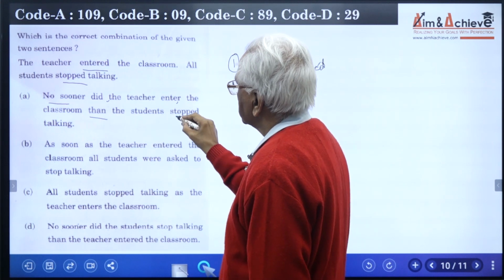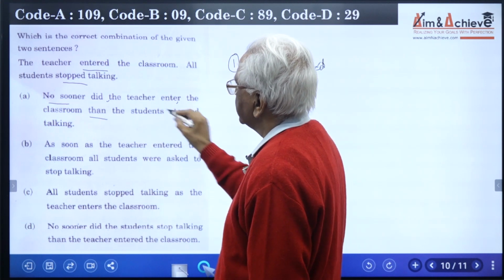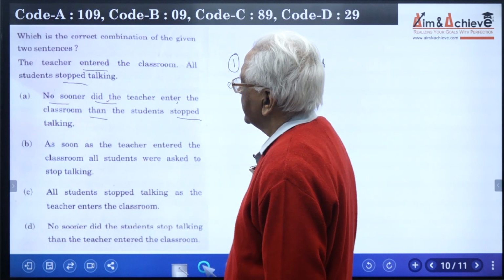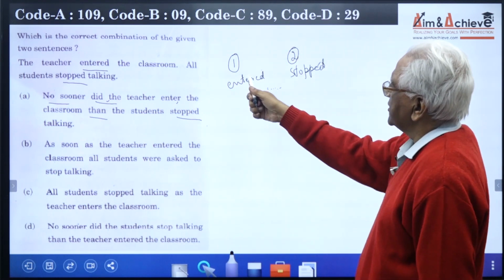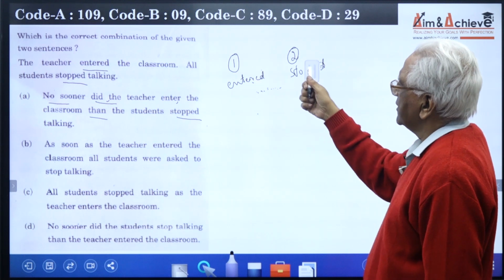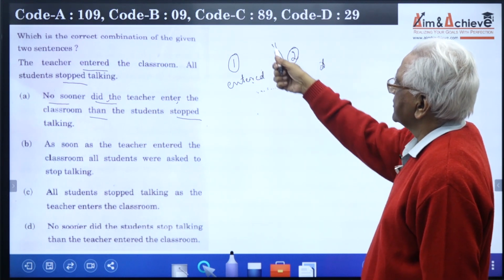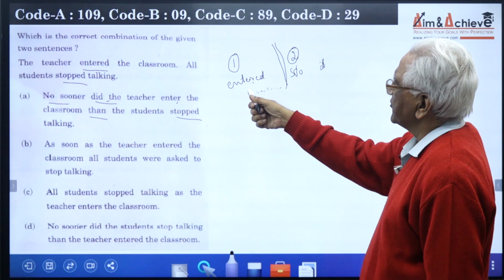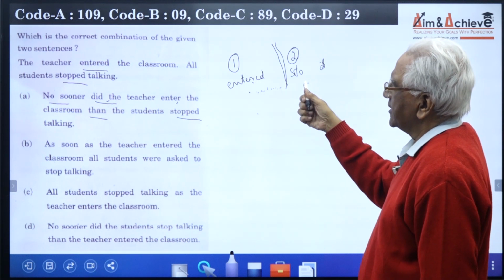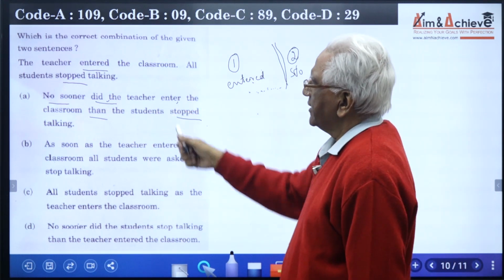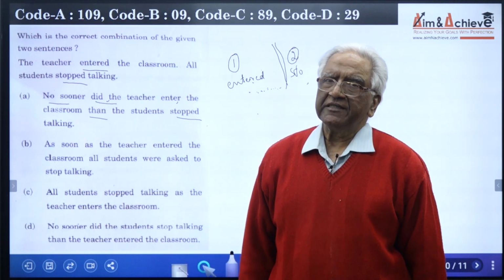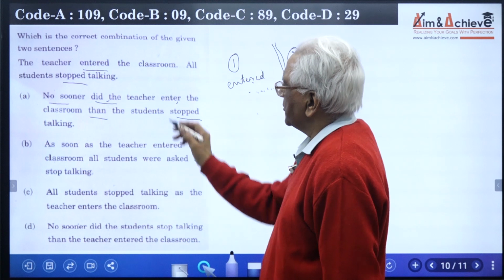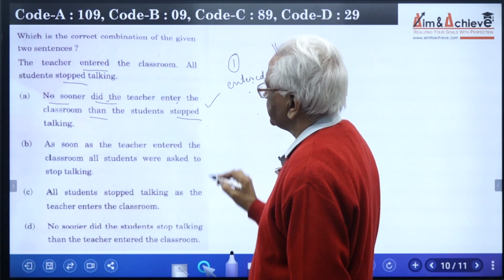Then the student stopped. Stopped is right because both the actions took place simultaneously, so they retain the same tense. Please remember, here when one action is followed by another action and they are clearly distinct or separate, then we use past perfect for this and simple past for this. But when two actions are in close together structure, then we use the same tense for both the parts. That means option A is the right answer.